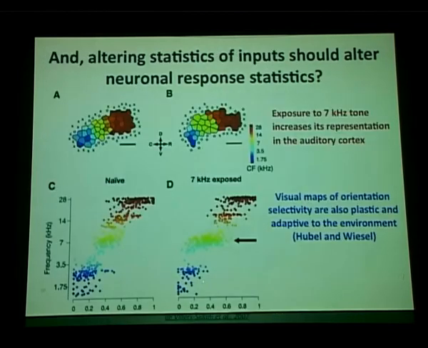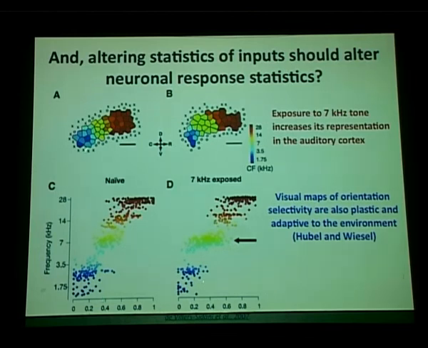The other way is to actively modulate the statistics of the information that is out there. This starts from the work of Hubel and Wiesel, of course. What they did was present the animal with only one orientation during the critical period, and the representation for that single orientation is going to be higher compared to the other orientations because of the skewed statistics in this rearing environment. This is an auditory equivalent of the same thing.